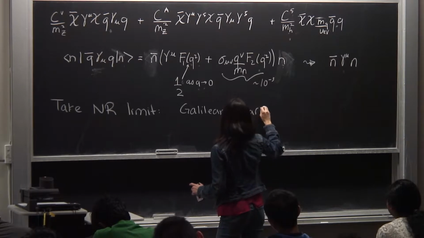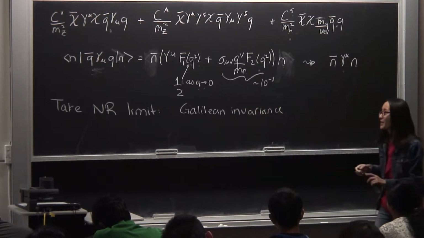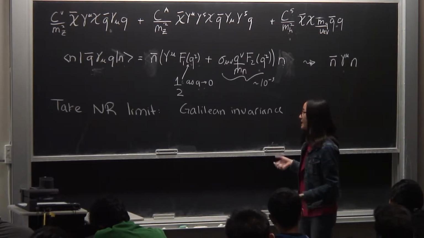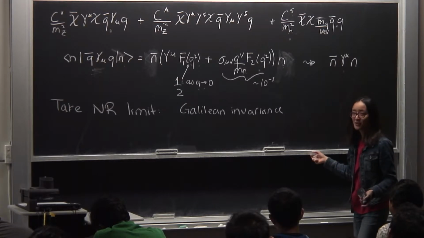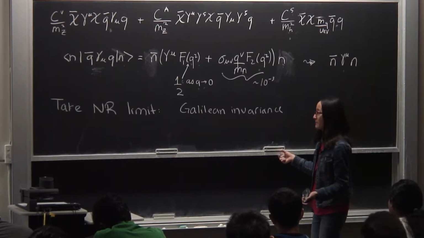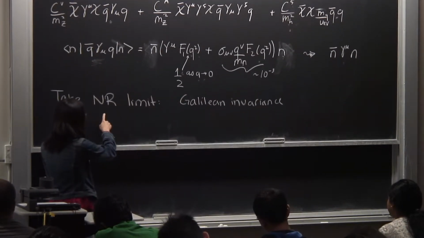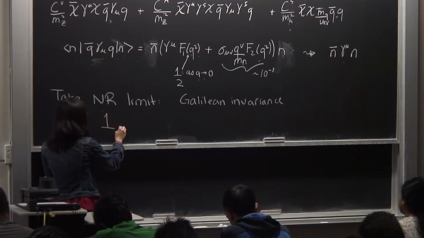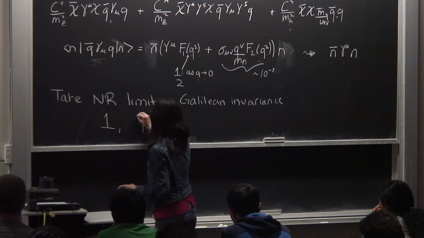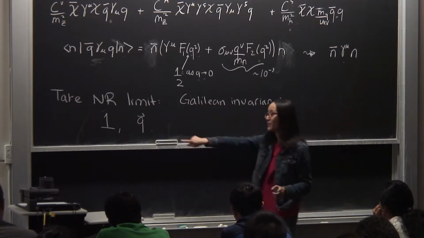Meaning if I boost my 3 vectors, my 3 velocities, then the result should stay the same. So all of the physics should depend on relative velocities or relative momenta. So the operators I can write in the non-relativistic limit: 1 is always an operator. Q is a good operator because it's a momentum transfer.